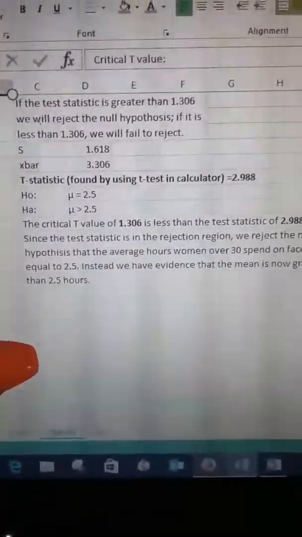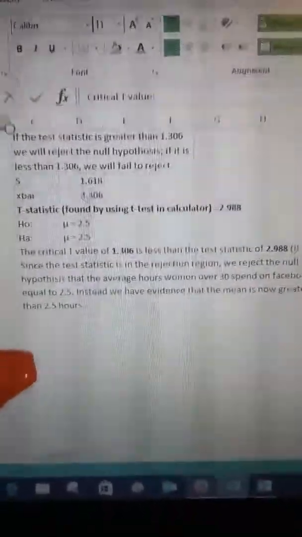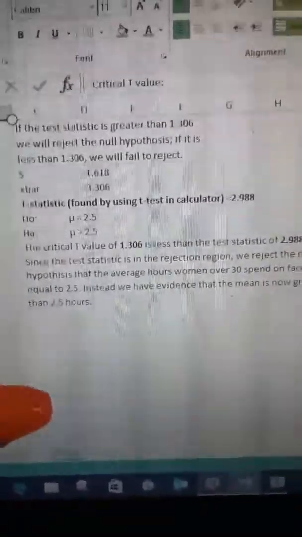Since the t-statistic, which is like the test statistic for this test, is 2.988, and that is greater than 1.306, it's in the rejection region.